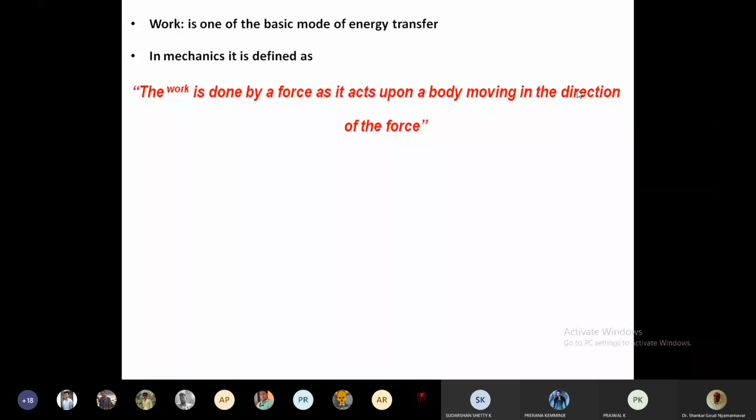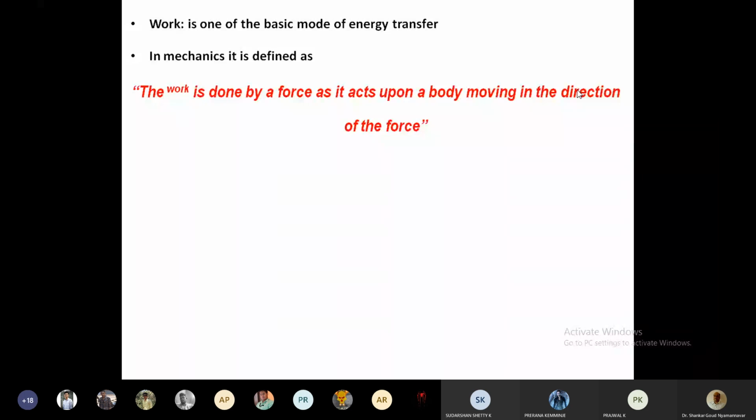So work is said to be done if a force acting on a mass moves it in the direction of the force. Only then we say work is done. Work is the vector scalar product, the dot product we say. There is a force and there is the displacement. Both should be in the same direction. Only then we say work is done. Otherwise, no work is done.